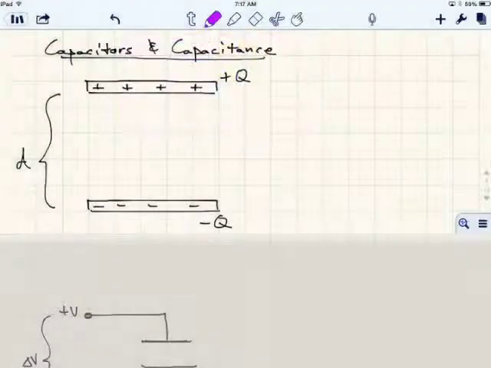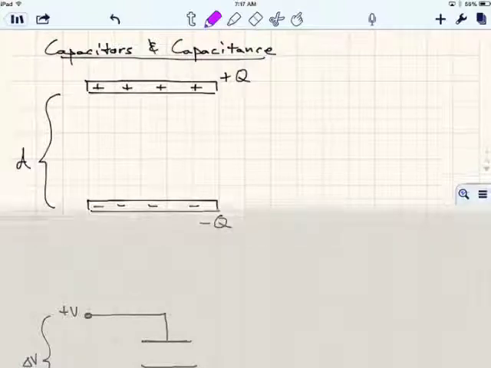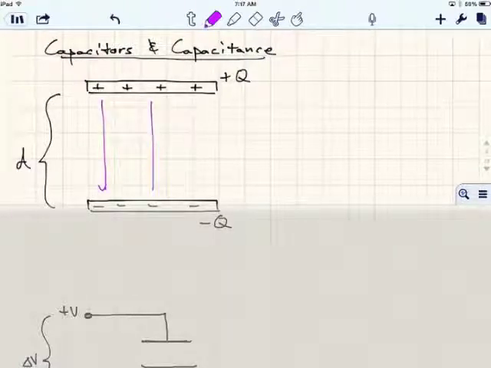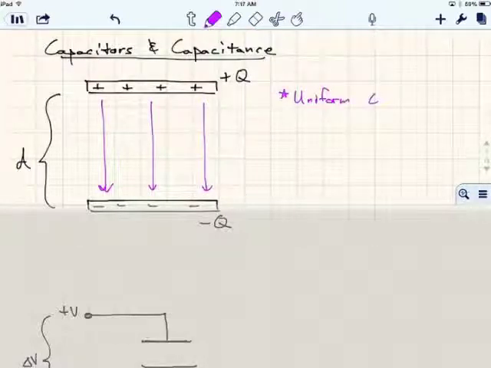So if we draw the electric field lines within the parallel plate capacitor, then we would draw arrows going from the top plate to the bottom plate, since we know the electric field is always going to go away from positive charges. But it's also uniform inside, so we draw the spacing uniformly. So in a parallel plate capacitor, there's a uniform electric field.